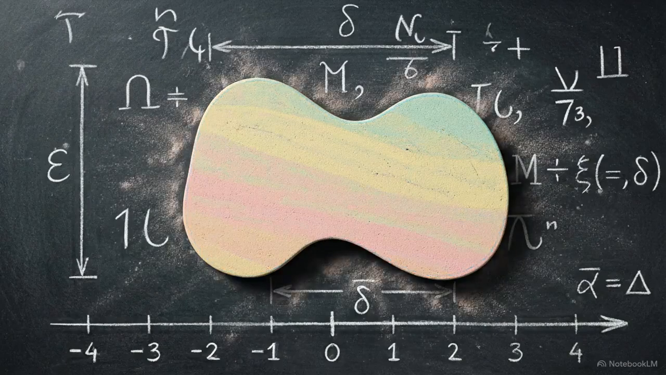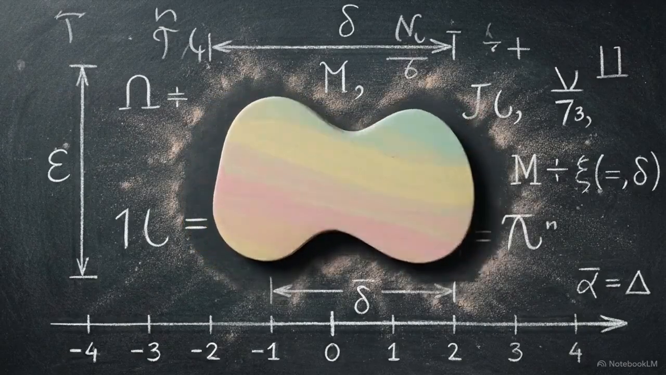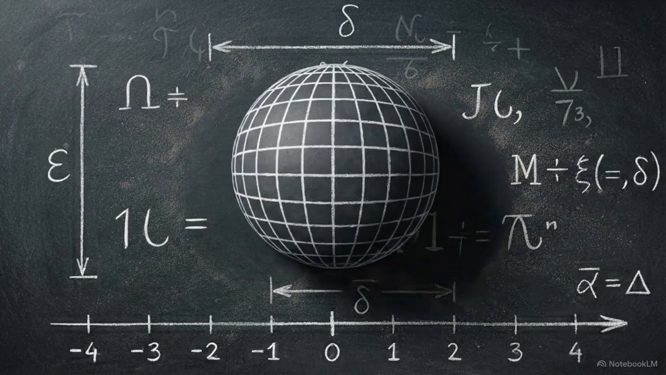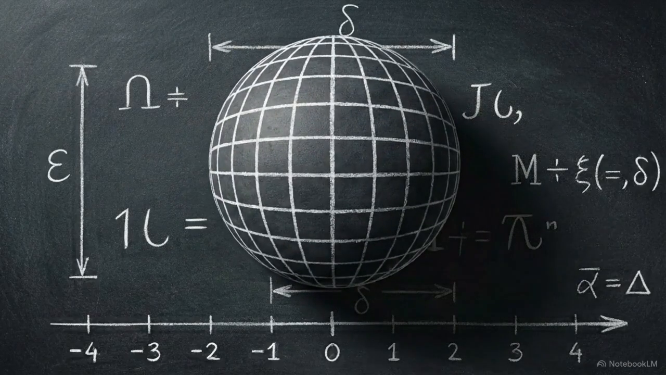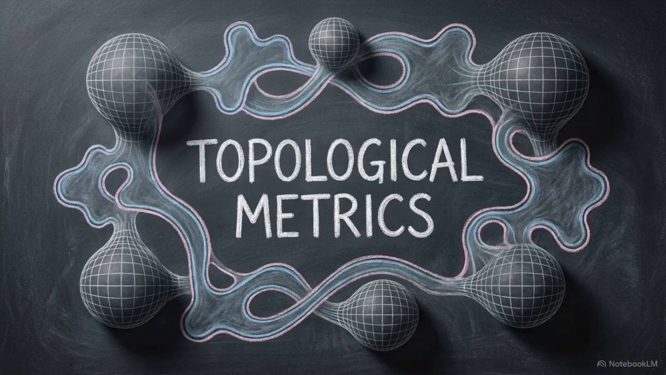Did you know not every topological space can be described using distances? But under certain conditions, we can guarantee a topology comes from a metric. Today, we'll explore one of the most powerful results in topology, the Nagata-Smirnov metrization theorem.